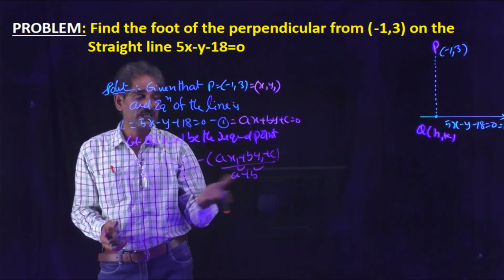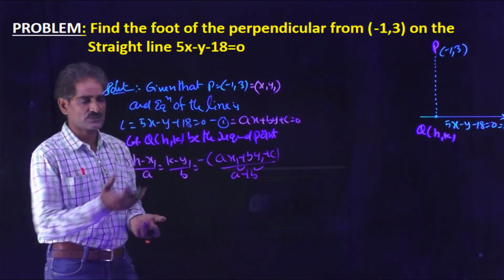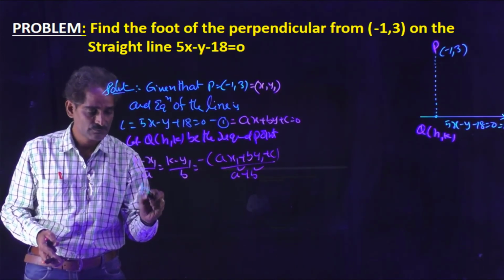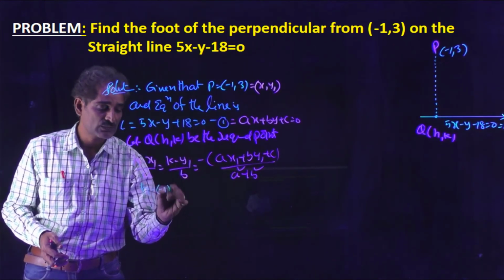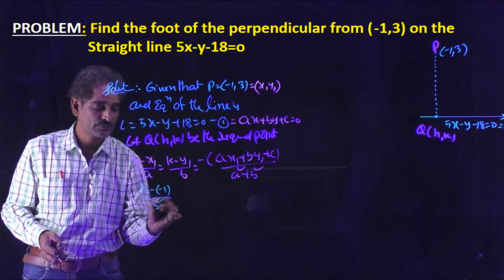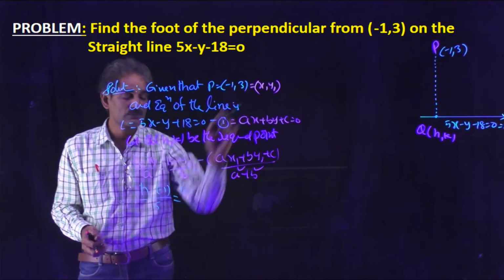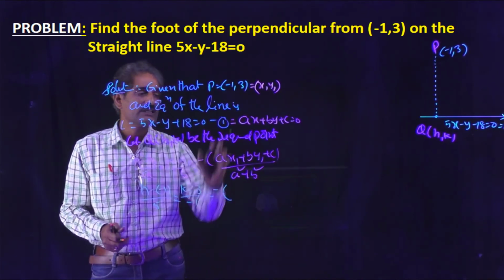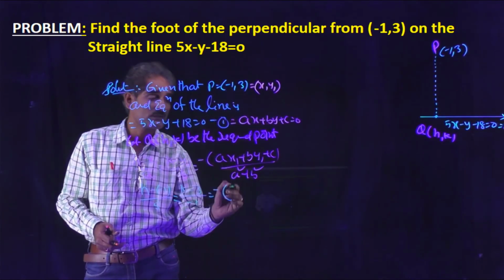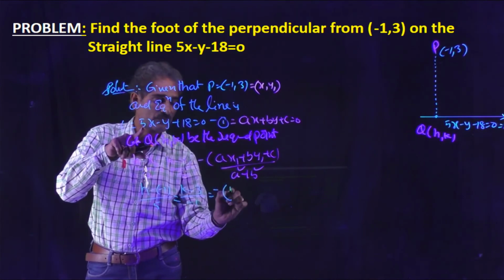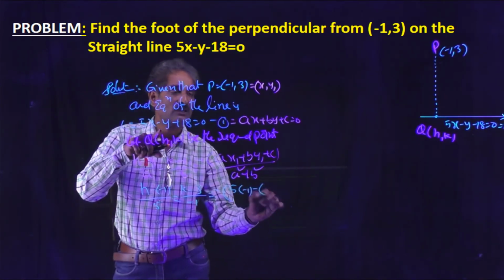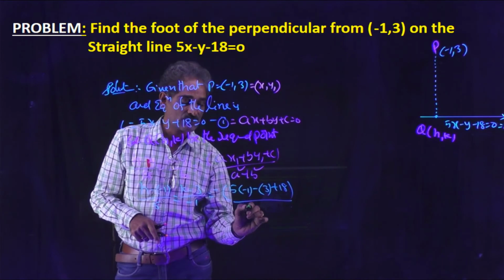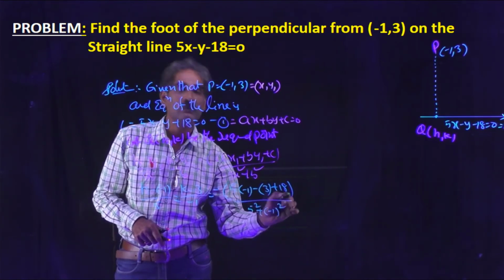Already x1, y1 is there. a, b, c are nothing but 5, -1 and 18. Just substitute in this relation. (h - x1)/a: x1 is -1, a is 5. (k - y1)/b: y1 is 3, b is -1. This is equal to minus of (ax1 + by1 + c), that means 5 into -1 minus 3 plus 18, divided by a² + b², that means 5² + (-1)².